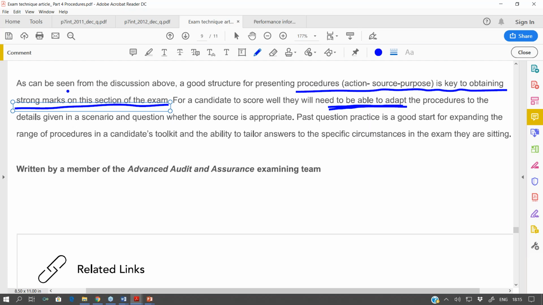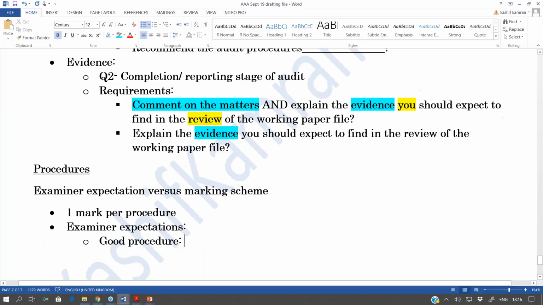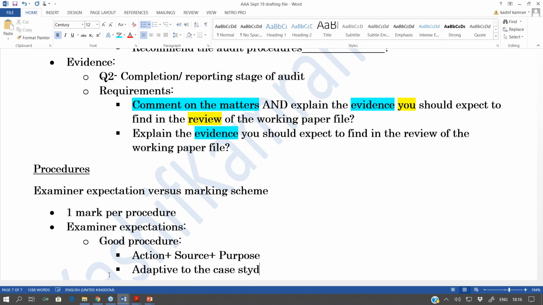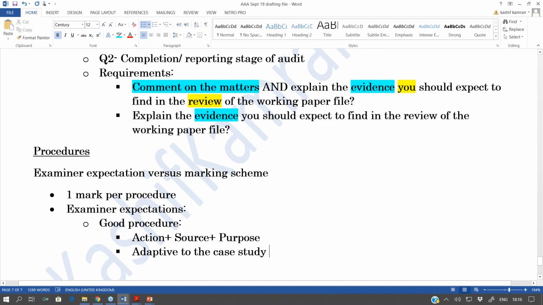So what is the definition of a good procedure? The examiner is telling us the good procedure to get 1 mark should contain, number one, an action plus a source and a purpose. So that makes a definition of a good procedure. And secondly, the examiner says it should be adaptive to the case study. That is not something difficult. I will be demonstrating that in my drilling process today: action, source, purpose, and it has to be adaptive. Let's take an example.